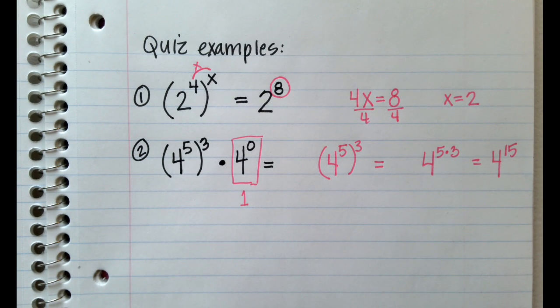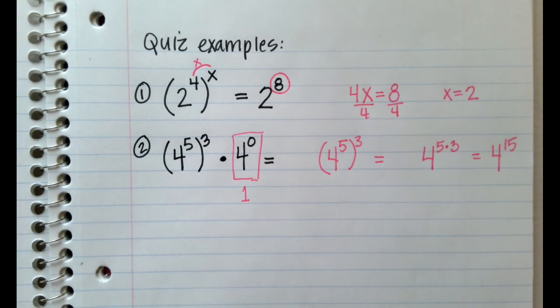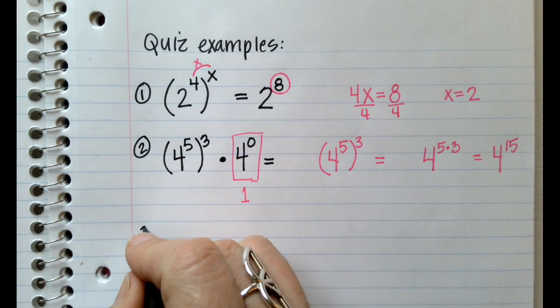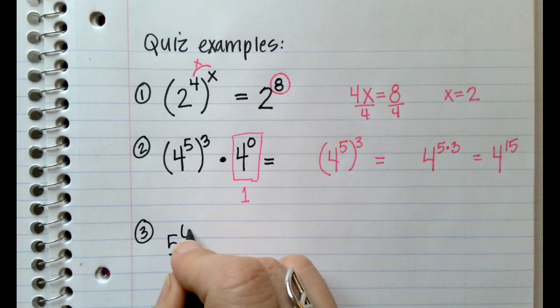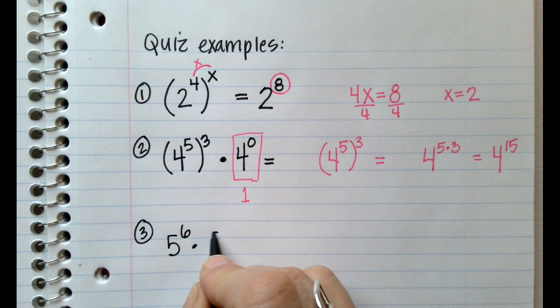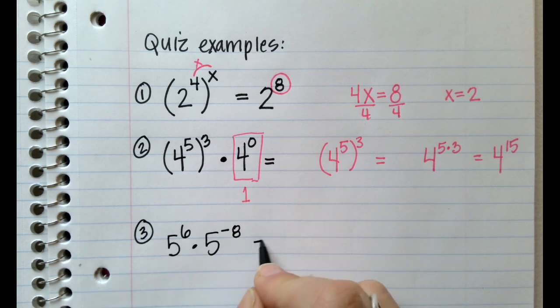All right, we're going to do 2 more. So your next type of problem you're going to see is going to be a problem that ends with a negative answer. So let's do this example. 5 to the 6th power times 5 to the negative 8 power.